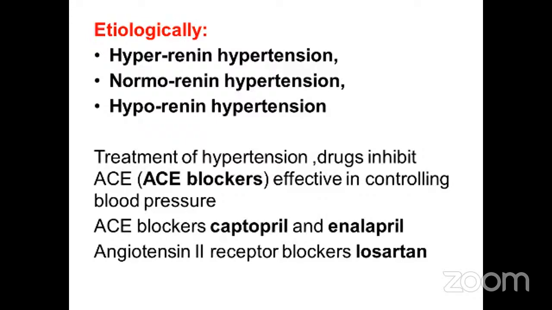Hypertension is treated with drugs which inhibit the renin-angiotensin system. ACE inhibitors effectively control blood pressure. These are captopril and enalapril. Also, angiotensin 2 receptor blockers include losartan.